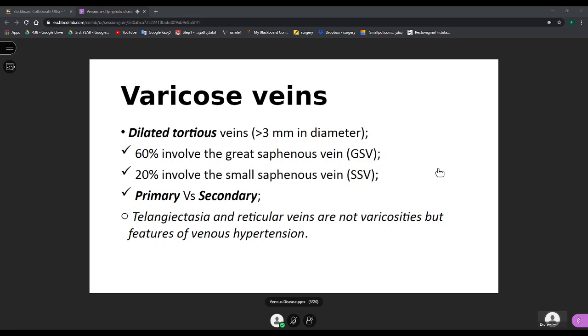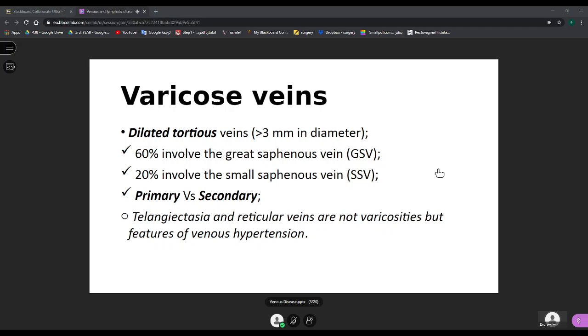Than normal, usually more than 3 millimeters, and they are tortuous. That means they are taking different directions. Tortuosity means having many curvatures. These varicose veins mainly affect the great saphenous vein in 60% of the cases, while 20% involve the small saphenous vein. And these varicose veins are classified into primary and secondary.